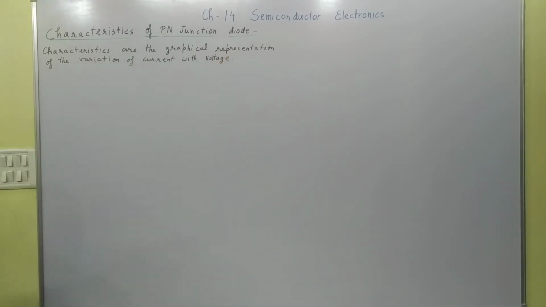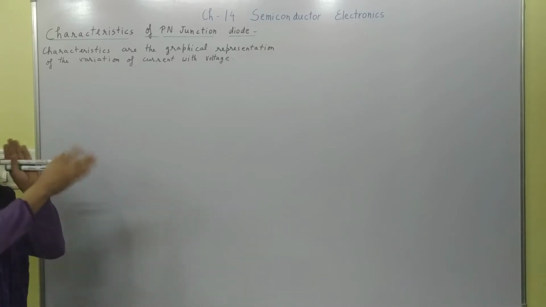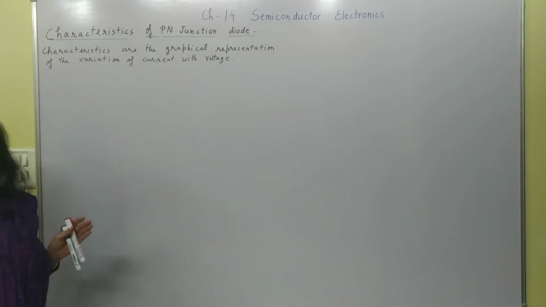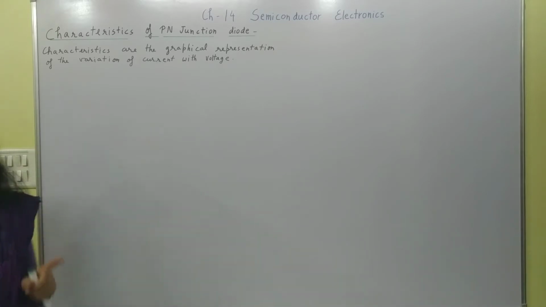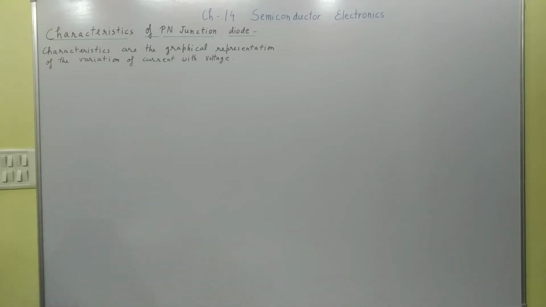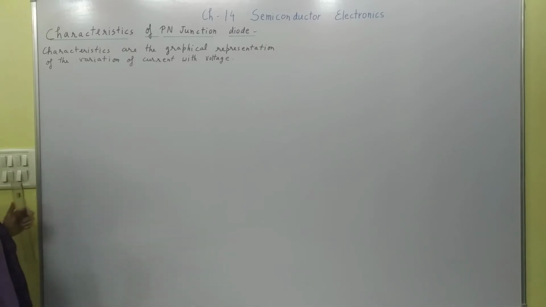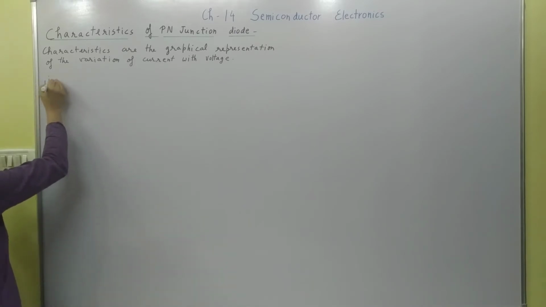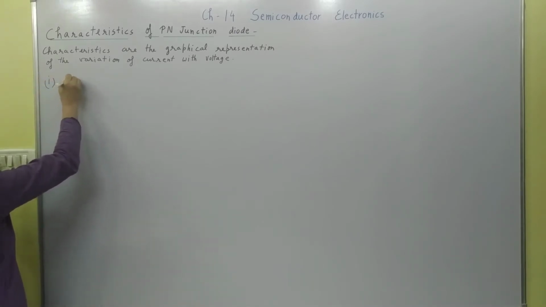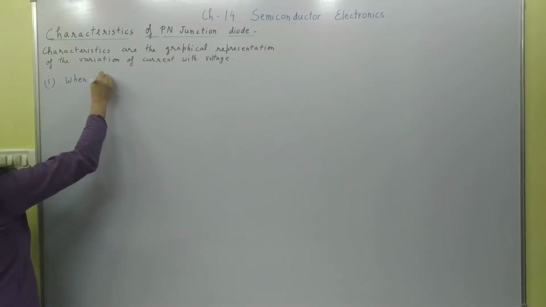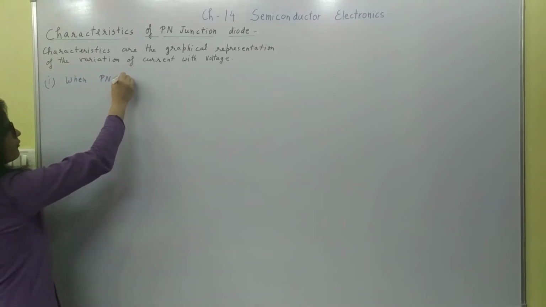Right? So here, for the PN junction diode, we need to study its characteristics for forward bias and reverse bias. We have discussed in the previous video what a forward bias and a reverse bias condition are. So we just need to draw the diagram first for the variation of current with voltage in forward bias. So first is when the PN junction is in forward bias.